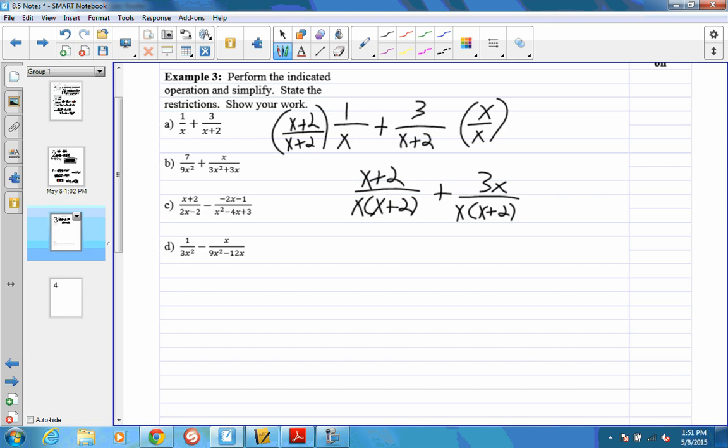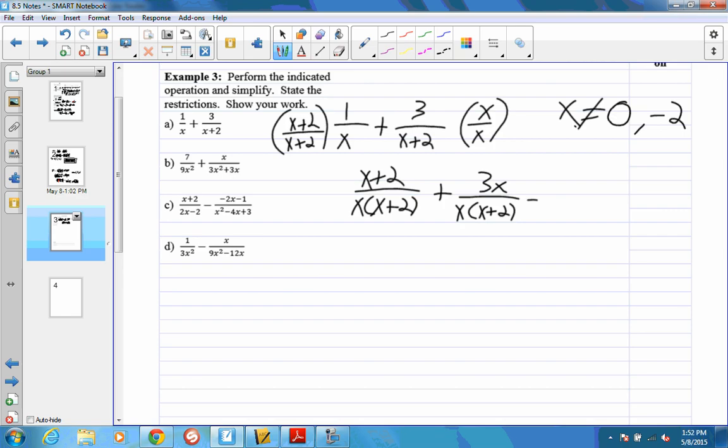Good, so now we can do restrictions. The restrictions don't change. That's the one nice thing about this: I can do it here or here. Anywhere I do the restrictions, it'll be okay, as long as I haven't canceled something. So x cannot equal 0 and negative 2, the same thing here, 0 and negative 2.